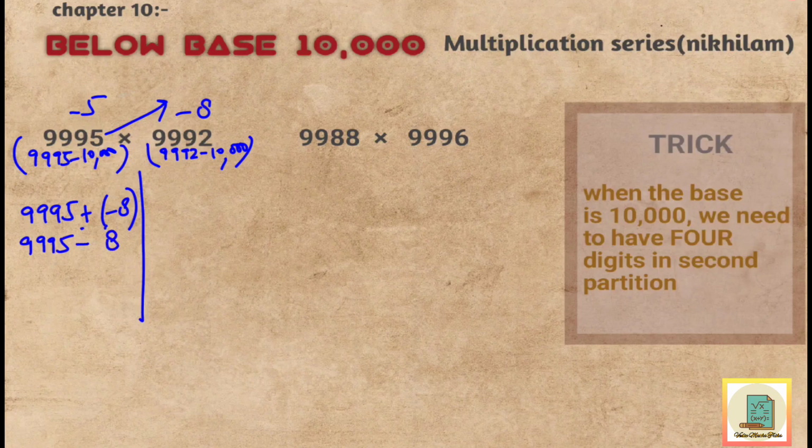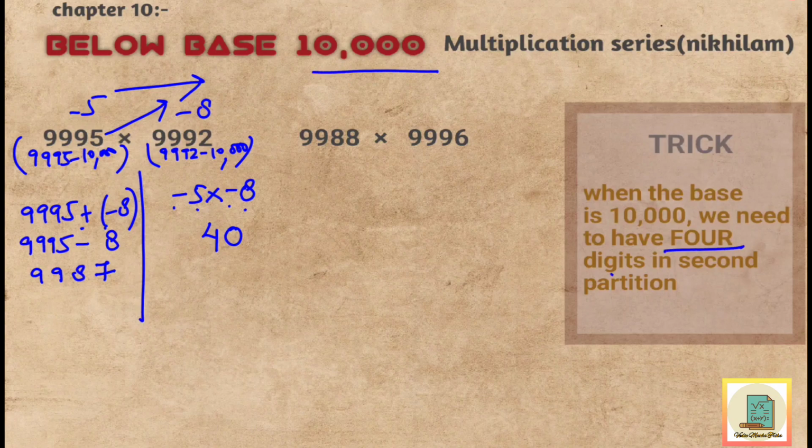And in the second partition, multiply the deviations, which will be minus 5 multiplied by minus 8. Now minus multiplied by minus is plus and 5 multiplied by 8 is 40. So we get 40 in the second partition. And in the first partition, we get 9,987. Since the base is 10,000, so we need to have 4 digits in the second partition. Since we have only 2 digits here in the second partition, so we'll add 2 zeros before the number.